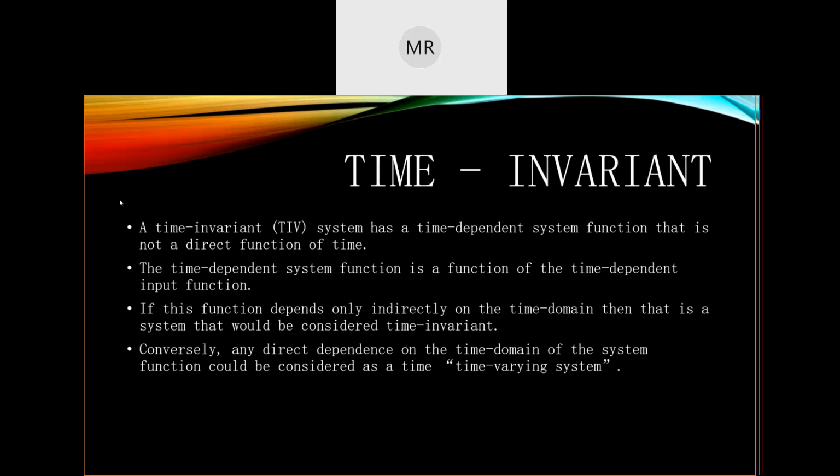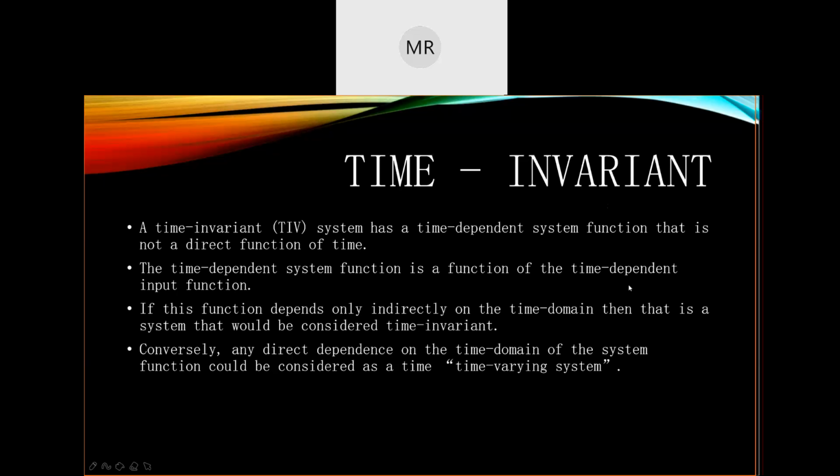First and foremost, a time invariant or TIV system is a time dependent system function that is not a direct function of time. The time dependent system function is a function of the time dependent input function. If this function depends only indirectly on the time domain, then that is a system that would be considered time invariant. Conversely, any direct dependence on the time domain of the system function could be considered a time varying system.